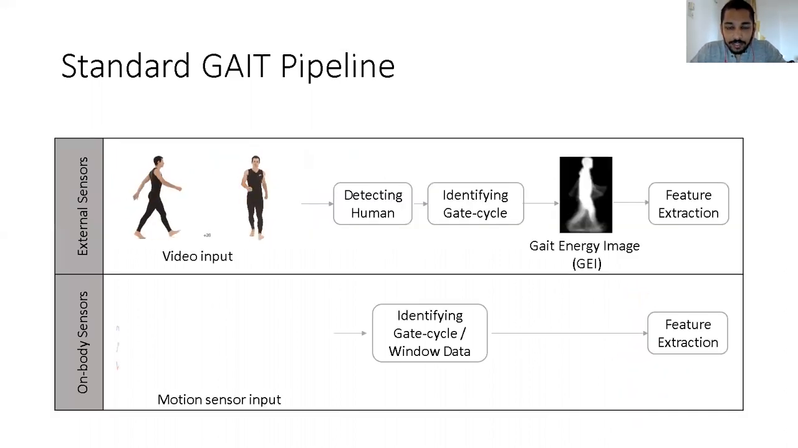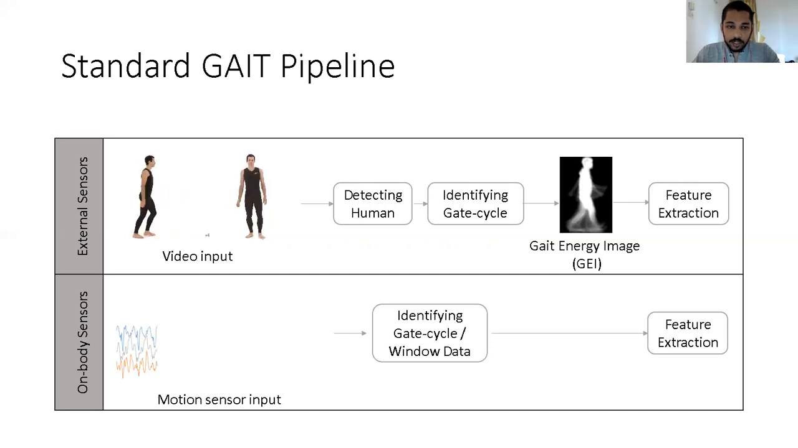So gait can be broadly divided into two sections based on how it is captured. First one is using external sensors, and the most common method to capture externally is using video input. In that scenario, we will get a video input like this. Then after detecting the human and the gait cycle, you can extract a gait energy image like this. This gait energy image can then be used to extract features, and you can do classification or other predictions on top of those features.